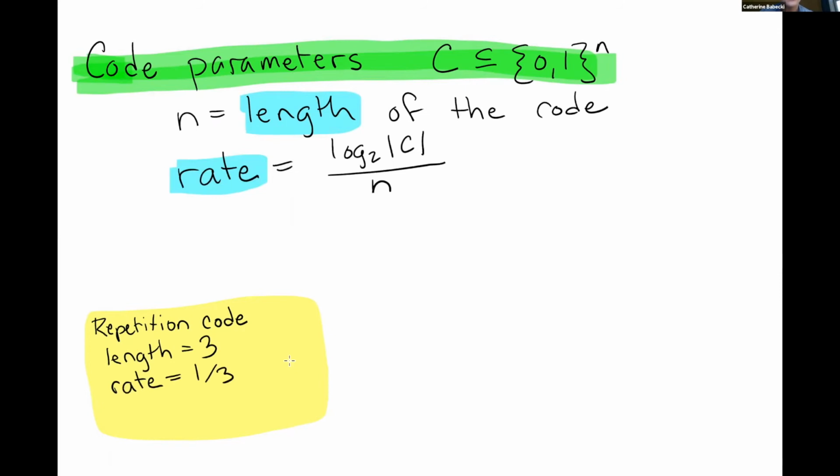The rate tells you how much information you are sending over how many bits you need to do it. So it's a measure of efficiency. With the repetition code, we were only sending 1 bit of information and it took us 3 bits to do that. So its rate is 1/3. You would like the rate to be as large as possible. That would be a more efficient code.